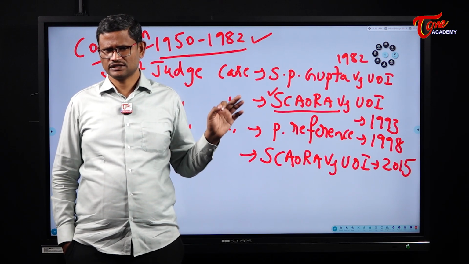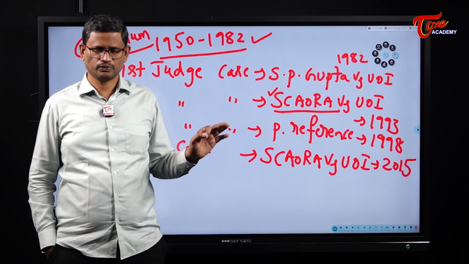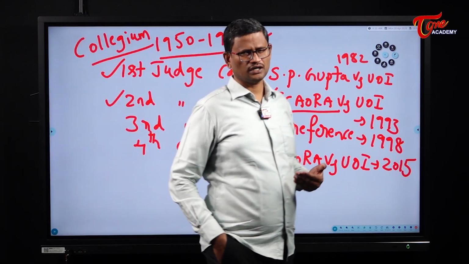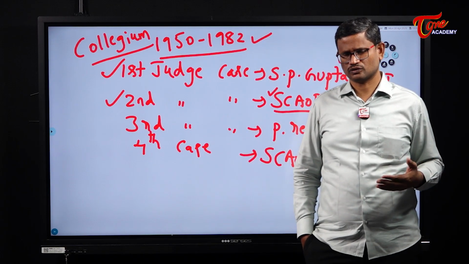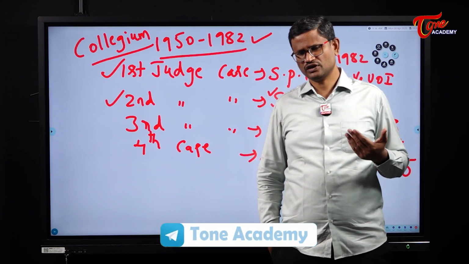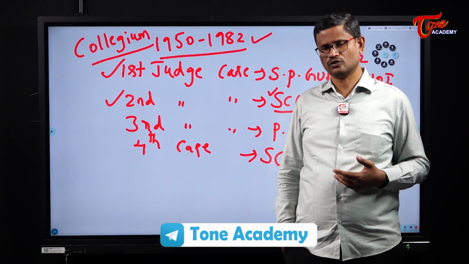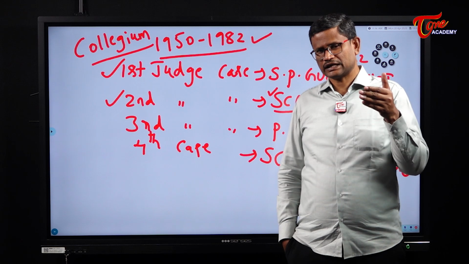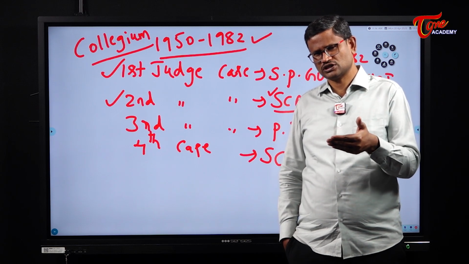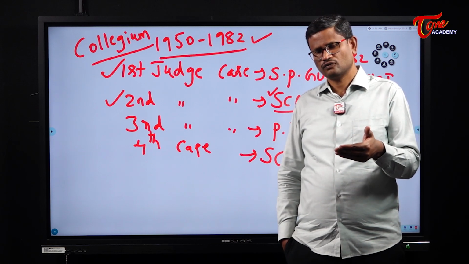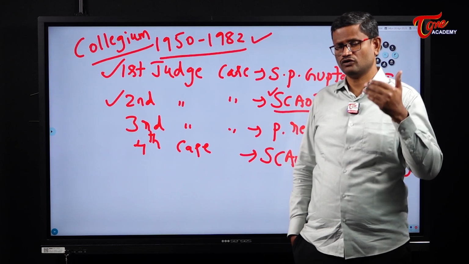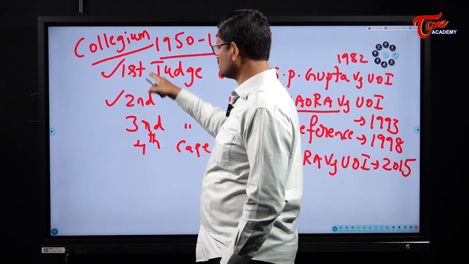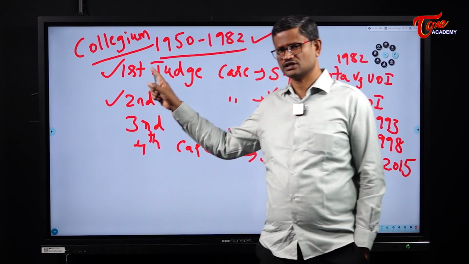So it is in this second judge's case in 1993, the Supreme Court has come up with an institution called collegium. So in this case, the Supreme Court said, while appointing the judges of the Supreme Court and the High Court, while transferring a judge from one High Court to another High Court, the opinion of the Chief Justice of India in consultation with the two senior most judges of the Supreme Court will be binding on the executive branch. That is the second judge's case. So the significance of the second judge's case is creation of collegium.